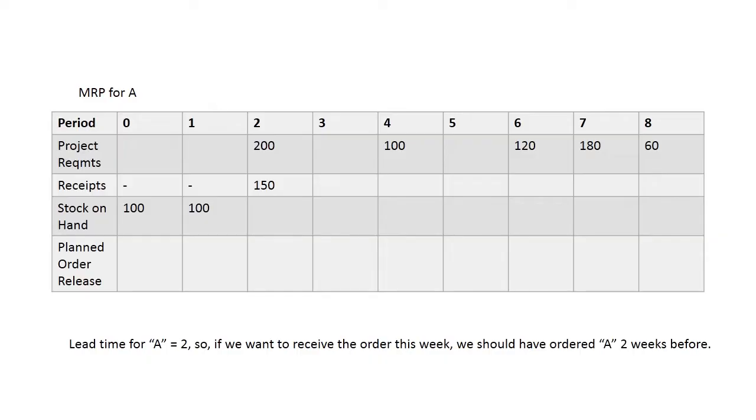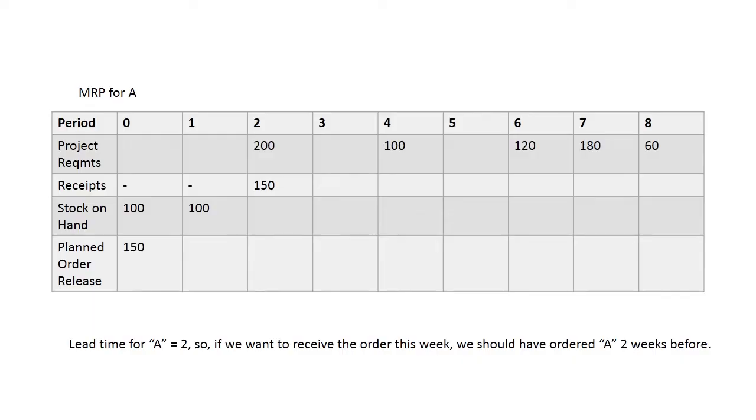100 on hand. But in the second week we require 200 units of product A, and we have only 100 units. So we have to make an order so that we can fulfill this demand. And how much can we order? That is the order quantity, which is 150 for A. So in the second week we need a receipt of 150.